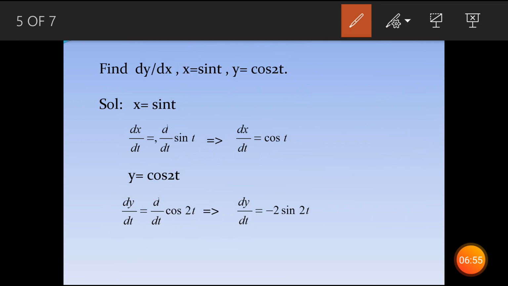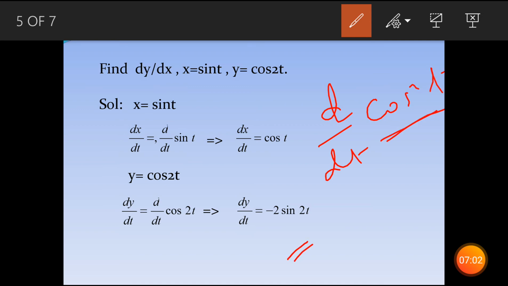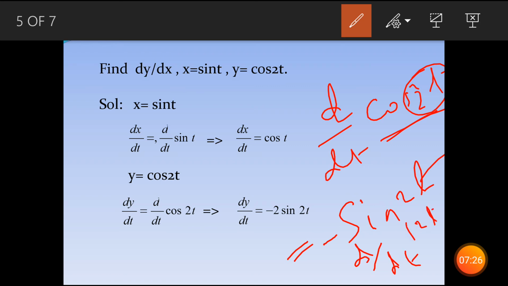Just see, d over dt of cos 2t. So first of all, you just imagine that it is simple cos t, a standard function. So what is the differentiation of cos t? That is minus sin t. So you are going to write minus sin t. But in place of t, you are going to write 2t because what is here? 2t. Now as you know, we have imagined t, but actually the real value is 2t. So we are re-differentiating it.